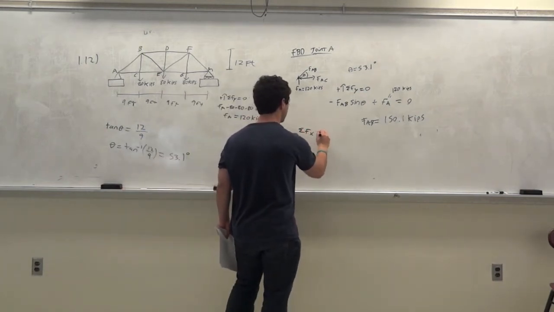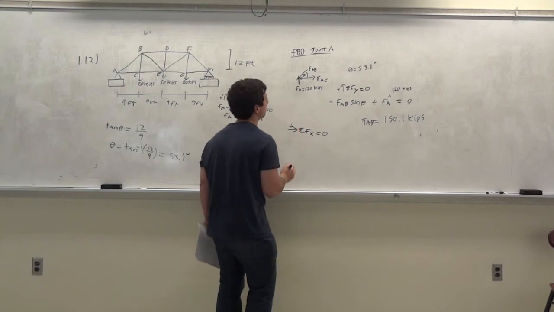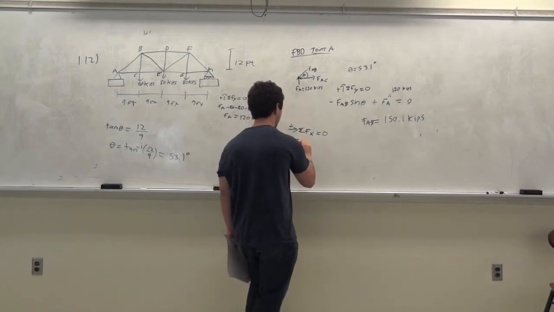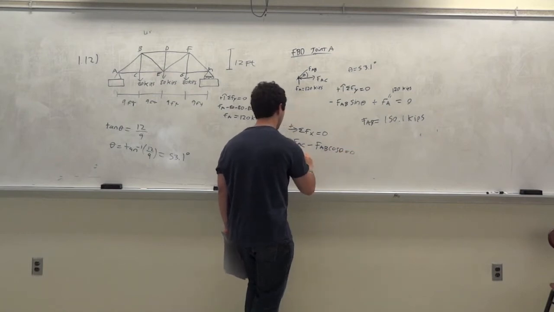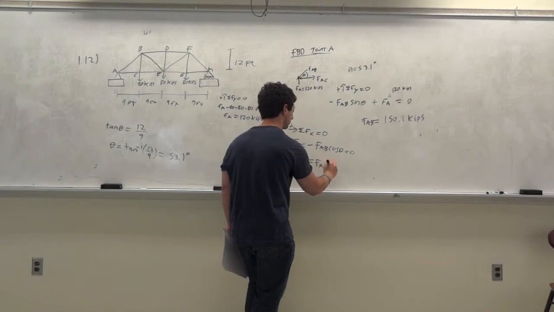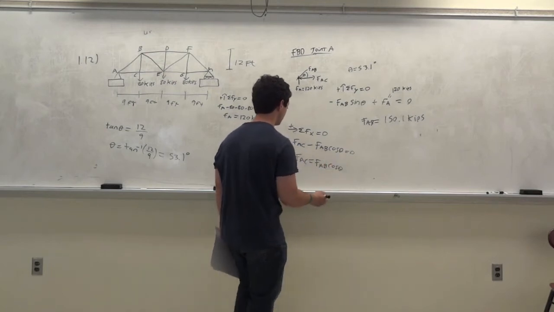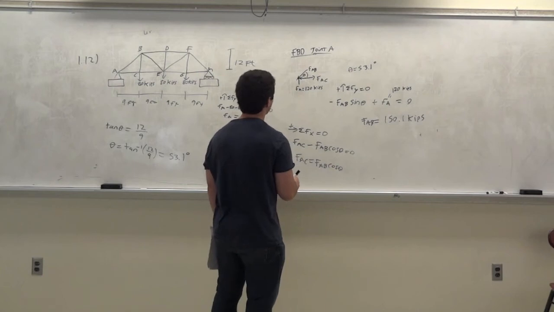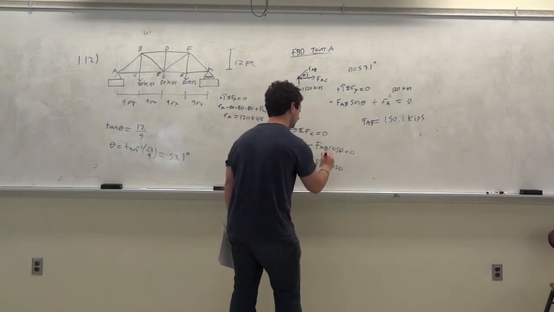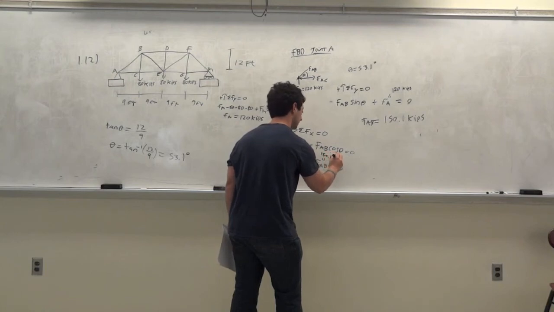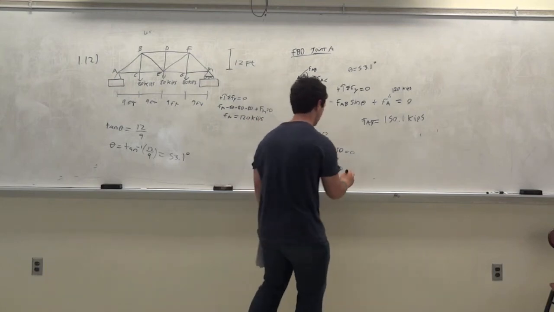Summing the forces in the x direction to be 0, taking the right to be positive, you have FAC, right? That's to the right. And then you have minus FAB cosine of theta is equal to 0. So FAC, which is unknown, is equal to FAB cosine of theta. FAB we just found, it's 150.1 kips, and theta is equal to 53.1.